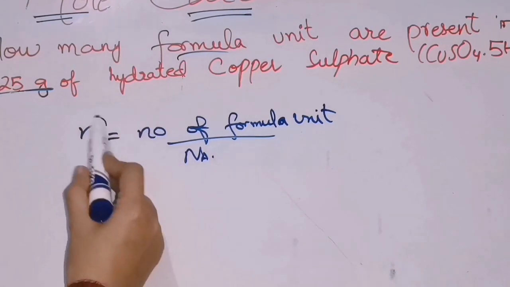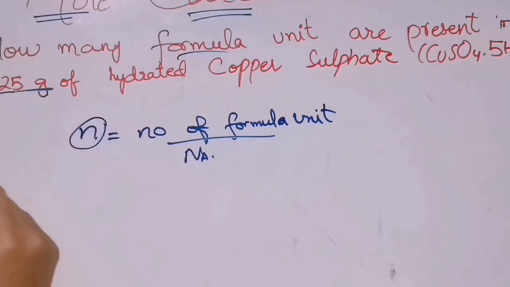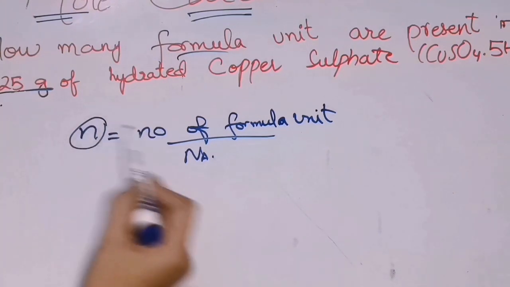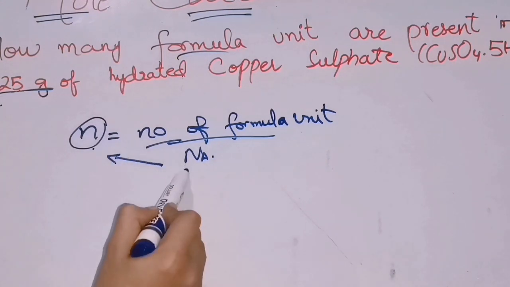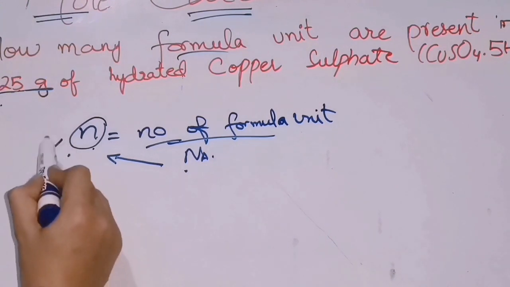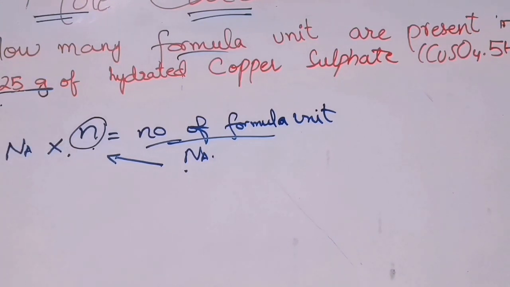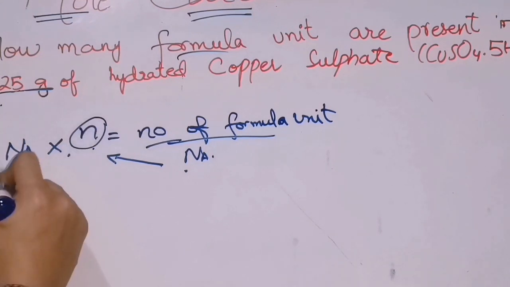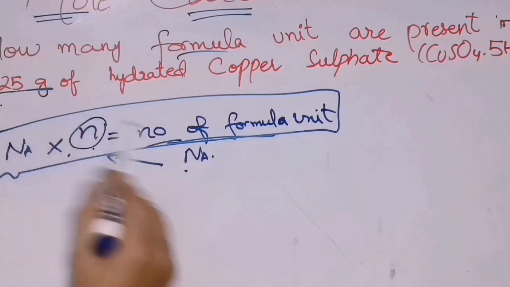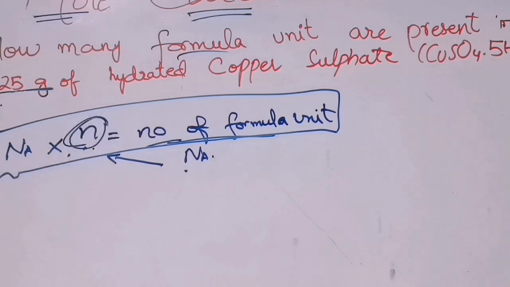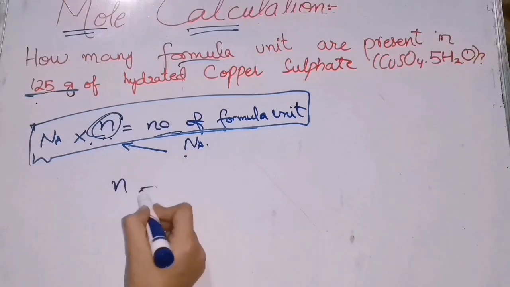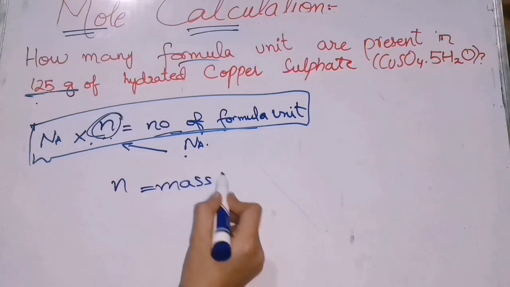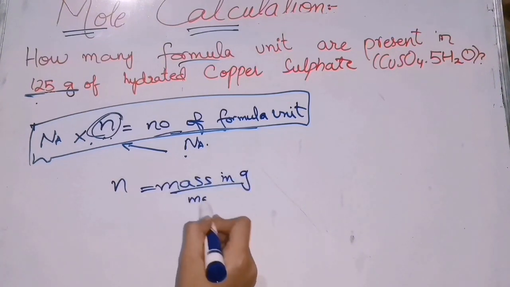So we are not given the number of moles, we are given mass in gram. If we were given the number of moles, we could easily find the number of formula units by rearranging the formula and taking the Avogadro number on the other side, where it would multiply with the number of moles. So from this formula, we can see that we have to find the number of moles. So we will convert this mass in gram to the number of moles. First of all, we will find the number of moles, which is equal to mass in gram divided by molar mass.